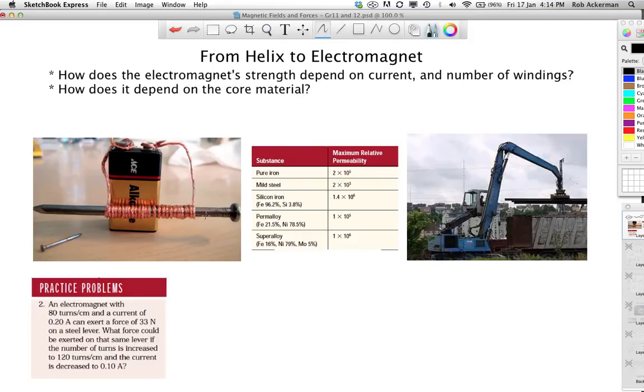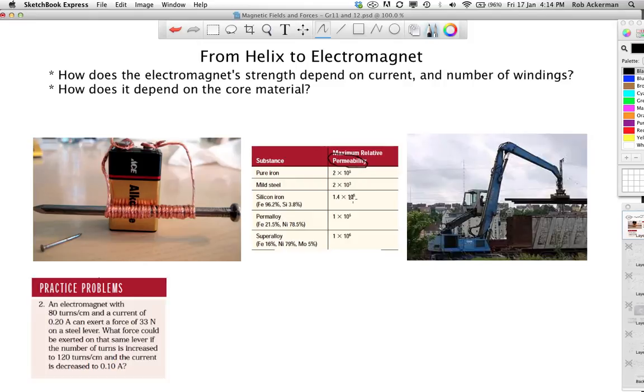It's kind of cool. In your textbook, grade 11s, there is a data table in section 14.2 which gives you the relative permeability of different core substances such as iron, steel, which contains iron, and other alloys.